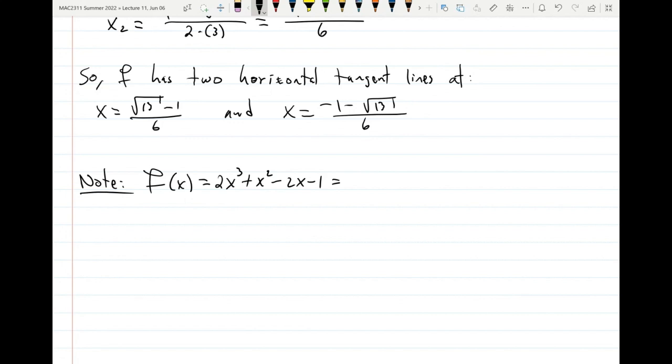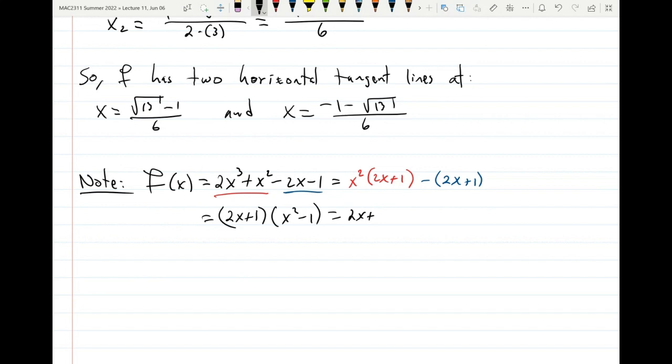It's by grouping. So I'm going to group the first 2 and the last 2. In the first pair, I'm going to factor out an x squared, so we get 2x plus 1. And in the second pair, I just factor out the negative, and we get 2x plus 1. So finally, this becomes 2x plus 1 times x squared minus 1. And so this is 2x plus 1, and then x plus 1 times x minus 1.